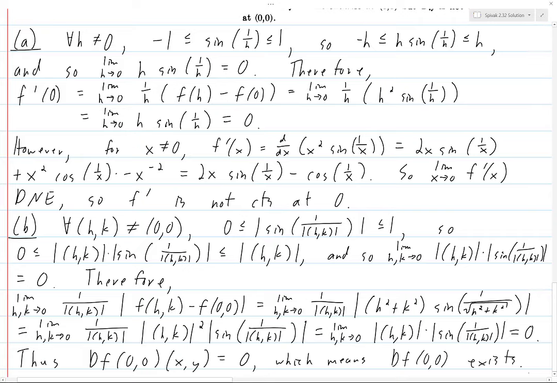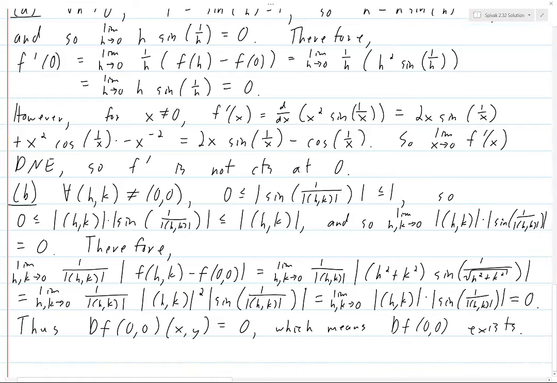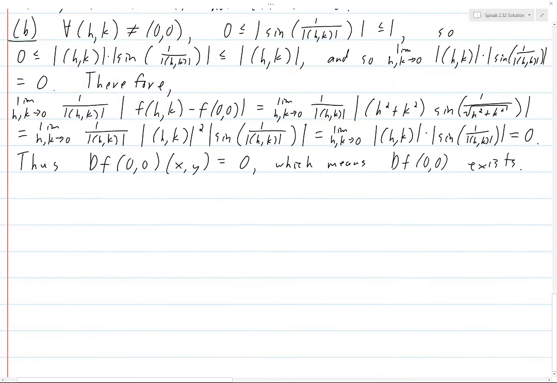And now we need to prove again not only that the derivative is not continuous at the origin, but that each partial derivative is not continuous at the origin. So let's do that.